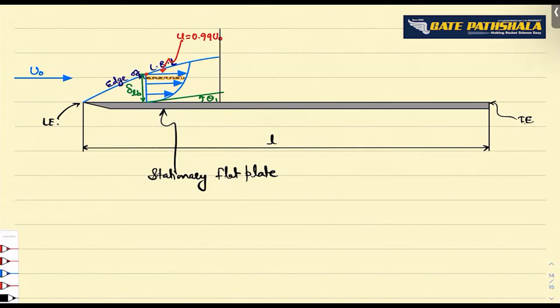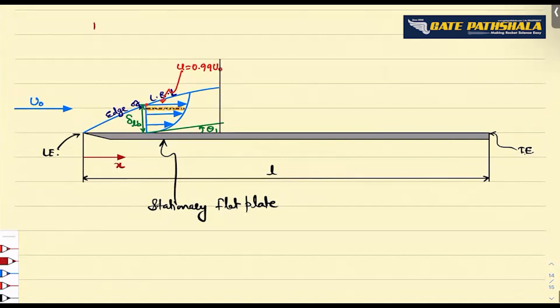Okay, let's say I'm measuring x in this direction. Fine. Let's say this is the direction in which this x is measured. So at some distance x from the leading edge, I will have a Reynolds number, and Reynolds number is given by, at any x, rho u naught x by mu. So as x increases, the Reynolds number increases.